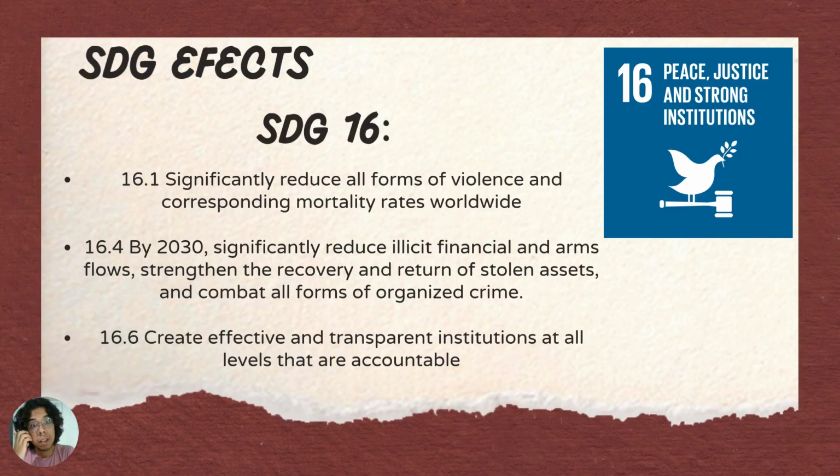Now, to talk about the SDGs affected by this case, after some investigation, I came to the conclusion that the main SDG being affected was number 16, which is called Peace, Justice, and Strong Institutions. Mainly the following three points: point number one, which calls for a significant decrease of all forms of violence; point number four, which calls for the decrease of illicit arms dealing and money flow; and point number six, which calls for the creation of institutions that increase transparency and accountability.